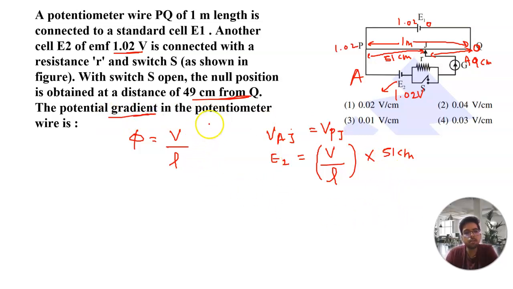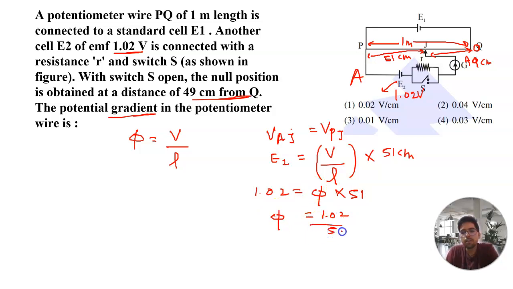So E2 is given or not? E2 is given. E2 is given how much? I'm really sorry, this is not E2. Just a minute. In this question, this is E1. E1 value is not given. Only E2 is given. How much? 1.02 volt. Clear? So 1.02, they are asking the value for 51. So the gradient will be 1.02 divided by 51.